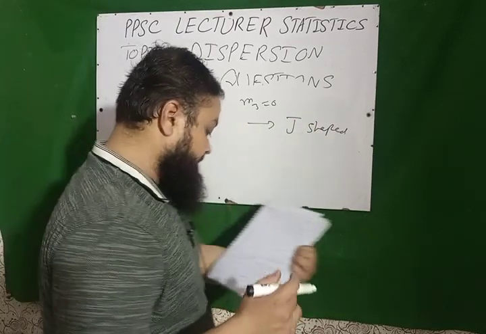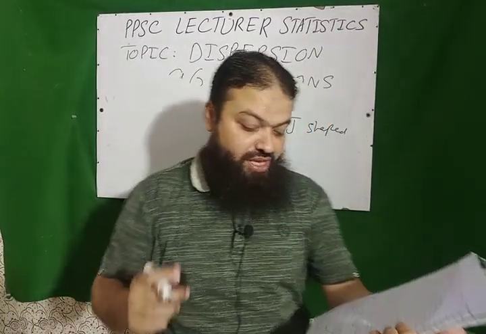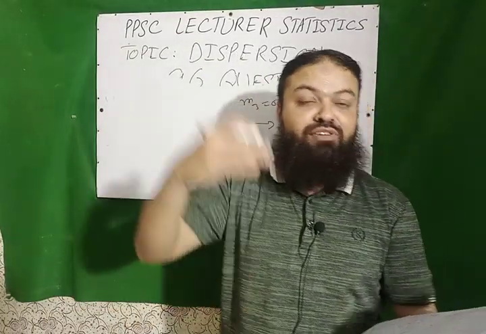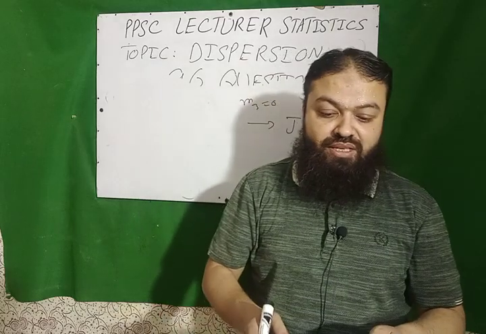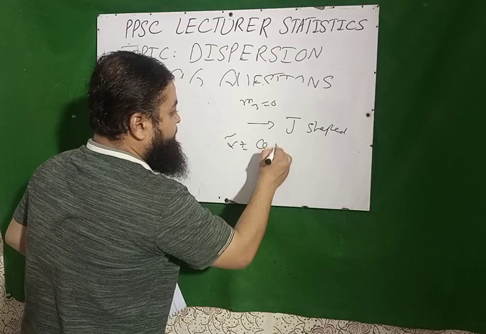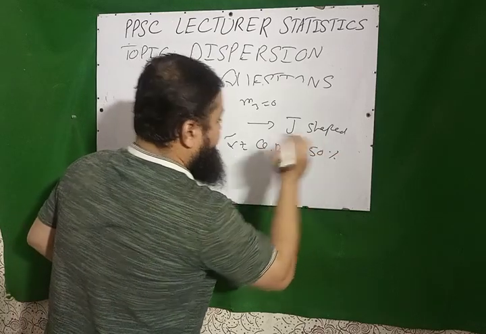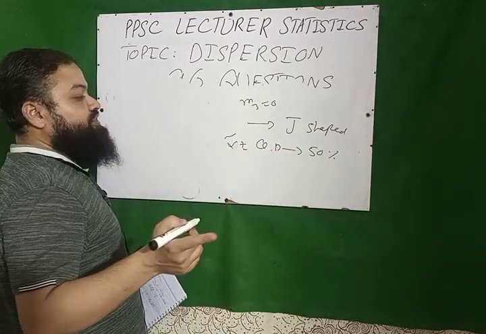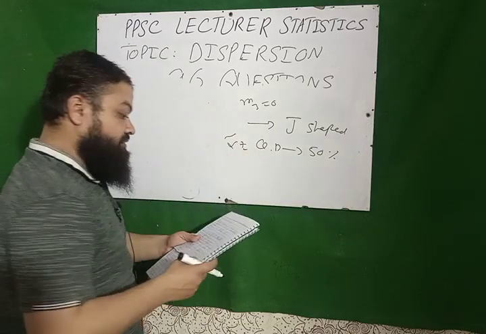Range is unstable dispersion, standard deviation is stable dispersion. Range is not capable for the further mathematical treatment. Median, a very important question. Median plus minus quartile deviation contains 50% of the data, and I have proved in one of my lectures it will be equal to 50% of the data.